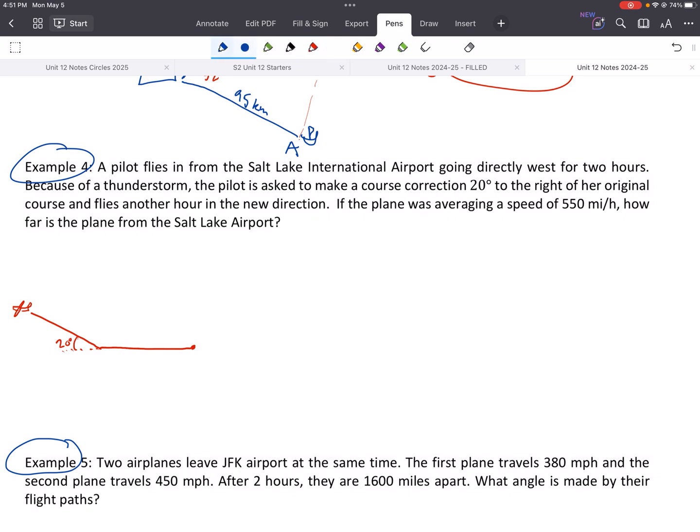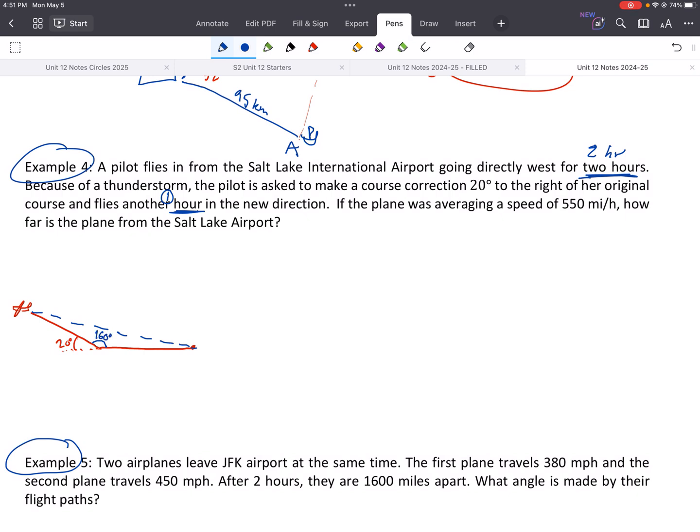Okay. So, oh, and it said it goes another hour. I kind of missed that part. So we got an hour here. Here we've got 2 hours. Okay. And they want us to know how far is he from the original airport that it took from. Okay, so again, this one's a little tricky just because the 20 degrees isn't part of our triangle that we're working with. So to figure out what this is, we'd do 180 subtract 20 and we'd get 160 degrees.